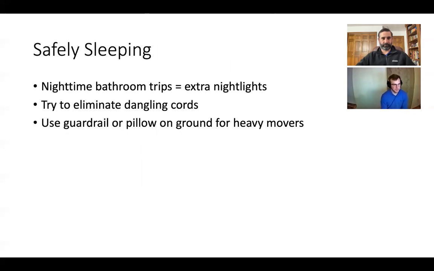Then for safely sleeping, these are just other little environmental things that can be done to help the child out. So avoiding things that can be dangling or easily tripped on, having guardrails for children who move around a lot when they sleep, and then having extra night lights around for if there is a bathroom trip. Those are other ways to help ensure that the child is being safe at night.